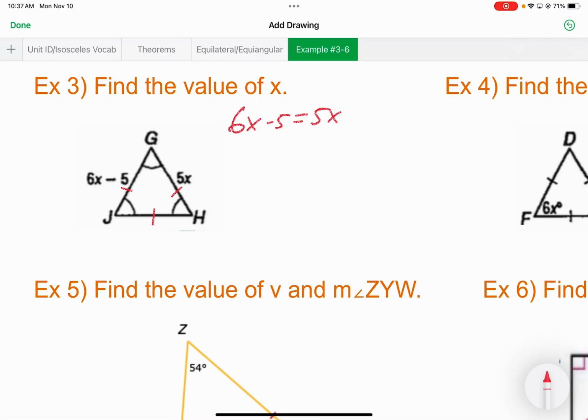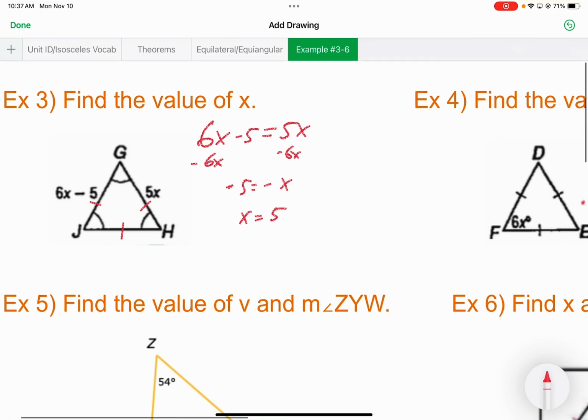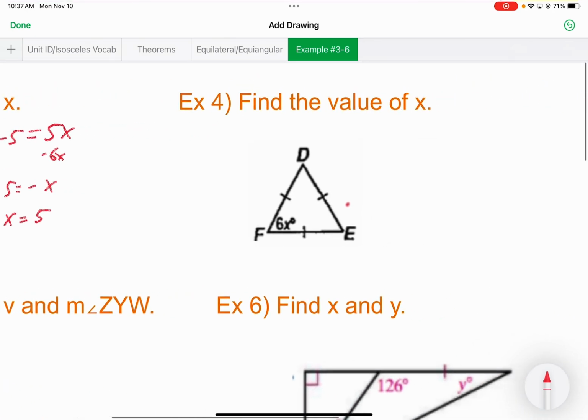All right, I need to solve for x. Subtract 6x from both sides. Negative 5 equals 5 minus 6, which is negative x. So we divide both sides by negative 1 to get x equals 5. All right, easy money. What about example 4?